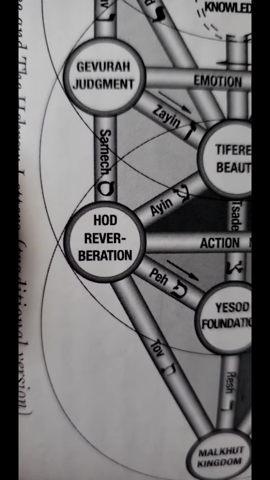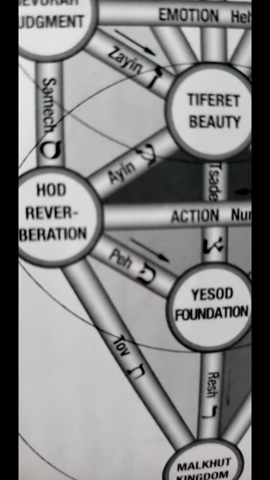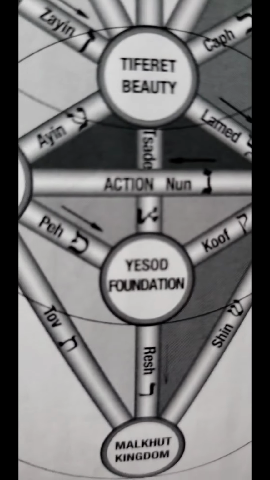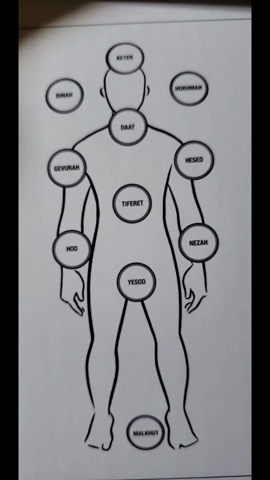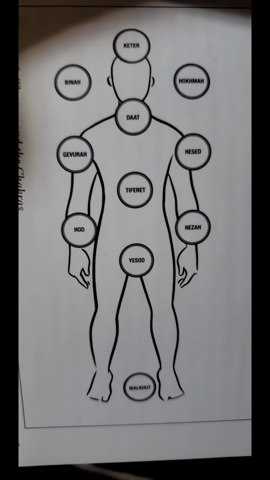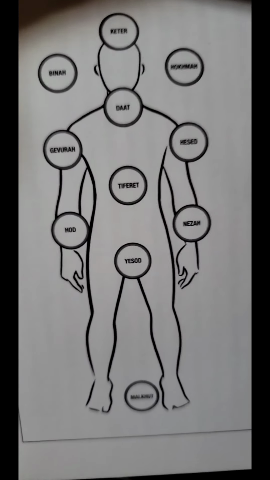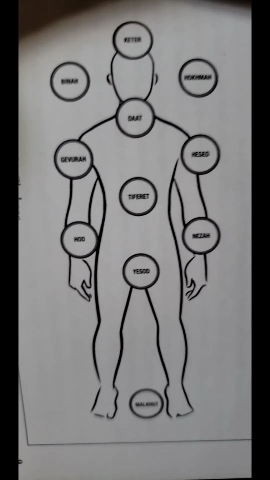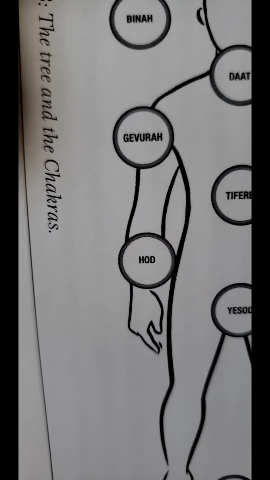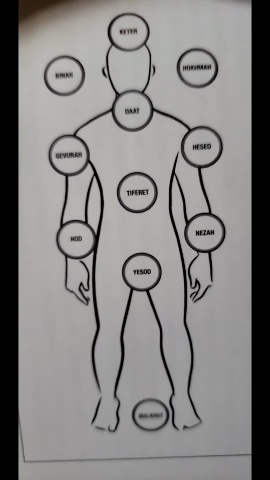This corresponds to the right hand and the left hand. It's kind of reverberation and eternity, and then in the middle you have action. If you take a look, these are all the different Sephiroth of the tree of knowledge. Sorry, the tree of life. I'm thinking of one thing and saying another. As you can see, Hod, which is the one that showed up on our card, is on the right hand. Netzach is on the left hand.